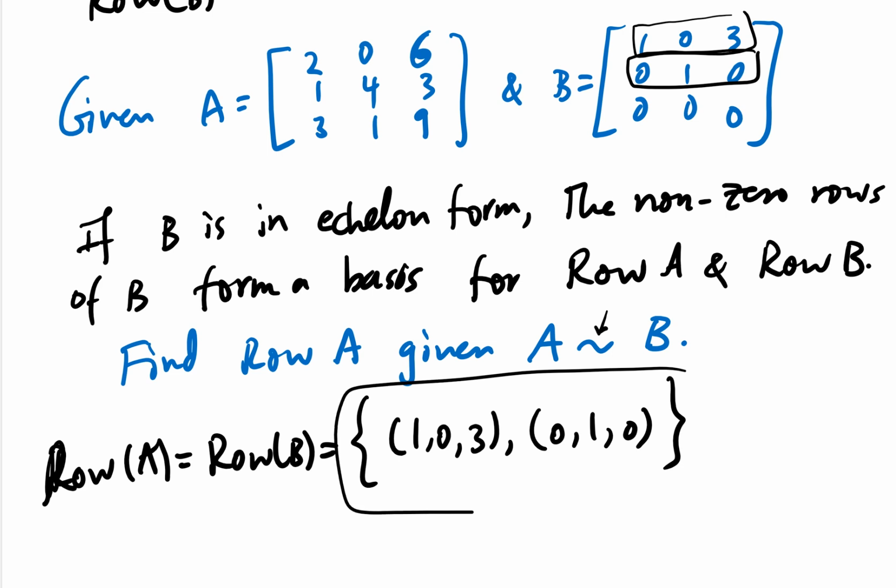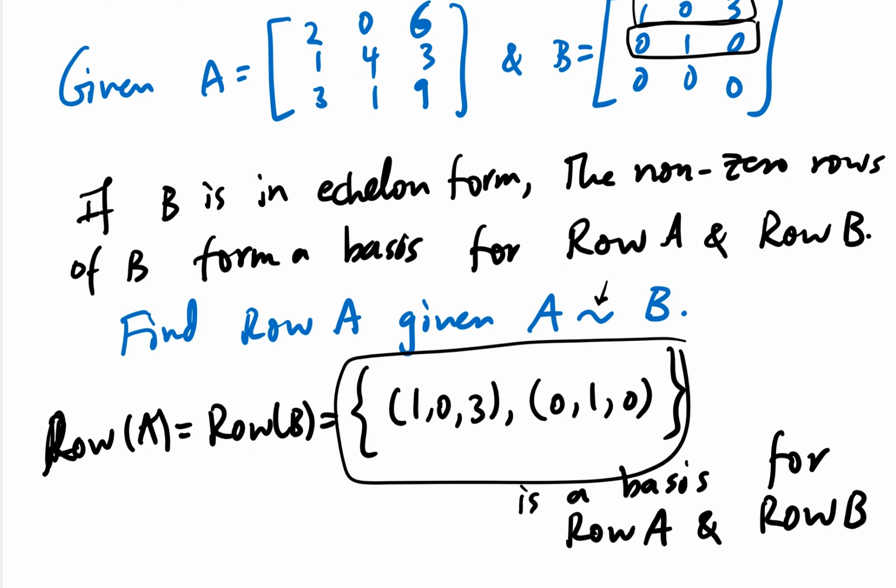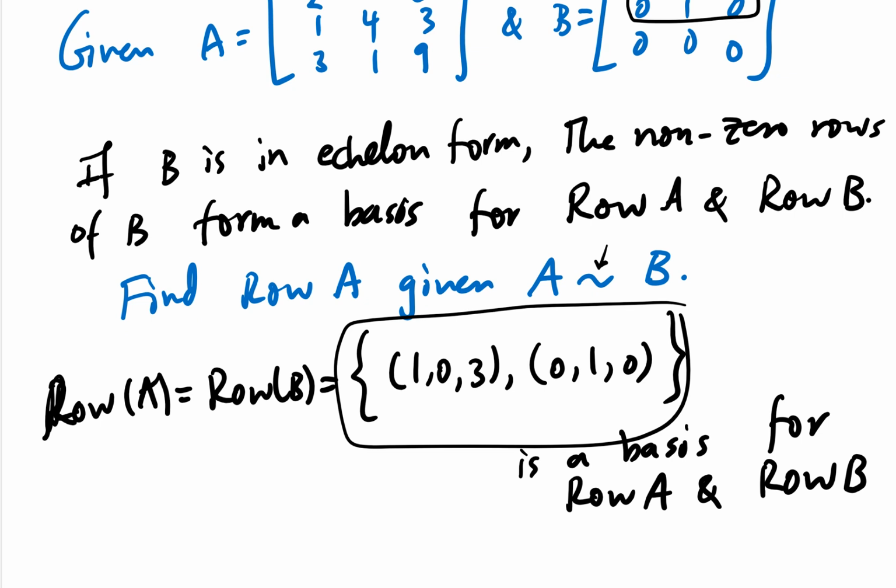It's a basis for the row space of A and the row space of B. See, we took out the rows with the zeros in B.